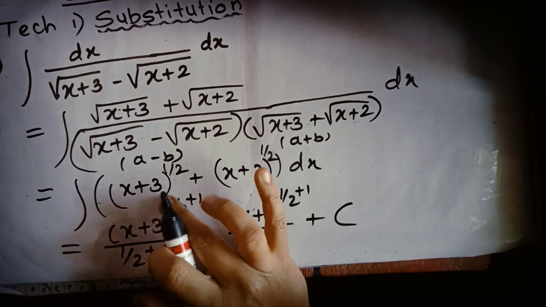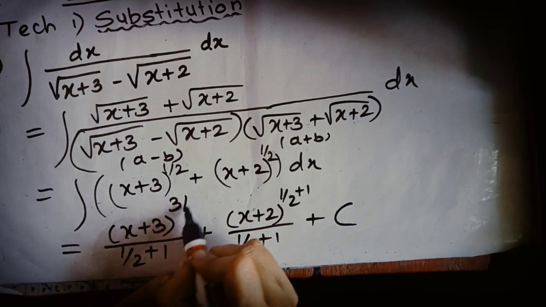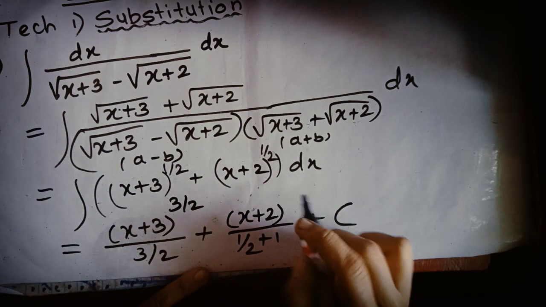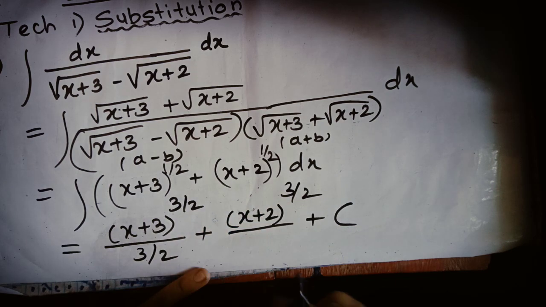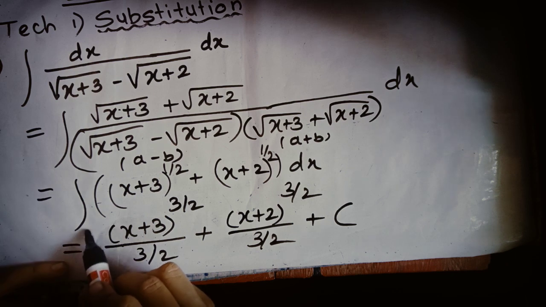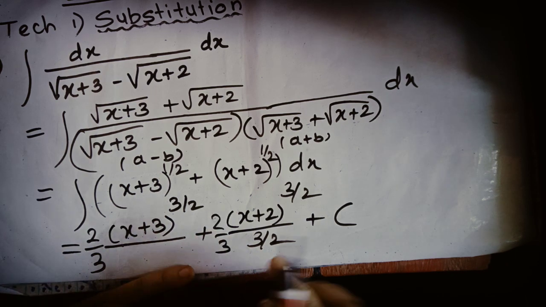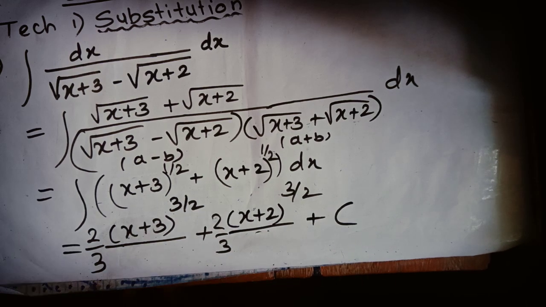Now half plus 1 is 3 by 2, so this will be 3 by 2. This is also going to be 3 by 2, and this is 3 by 2. So 3 by 2 you can write here as 2 by 3. Okay, so this is the answer.